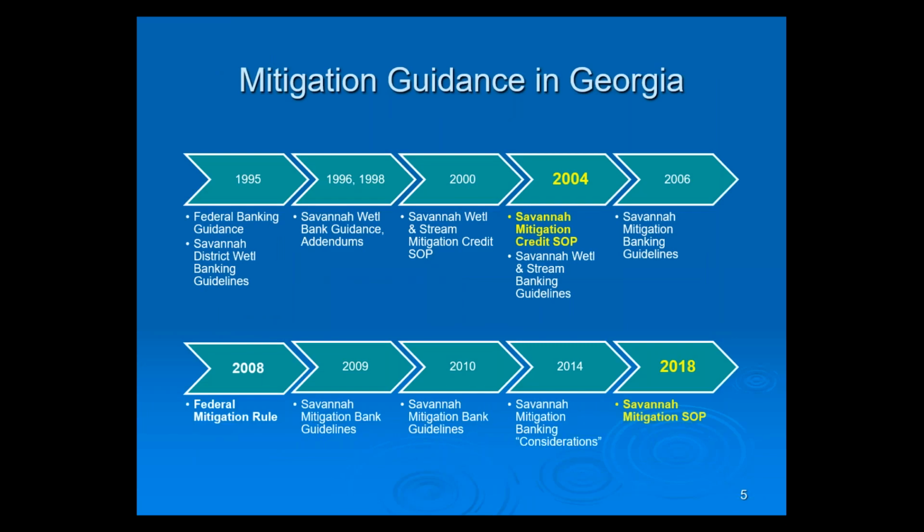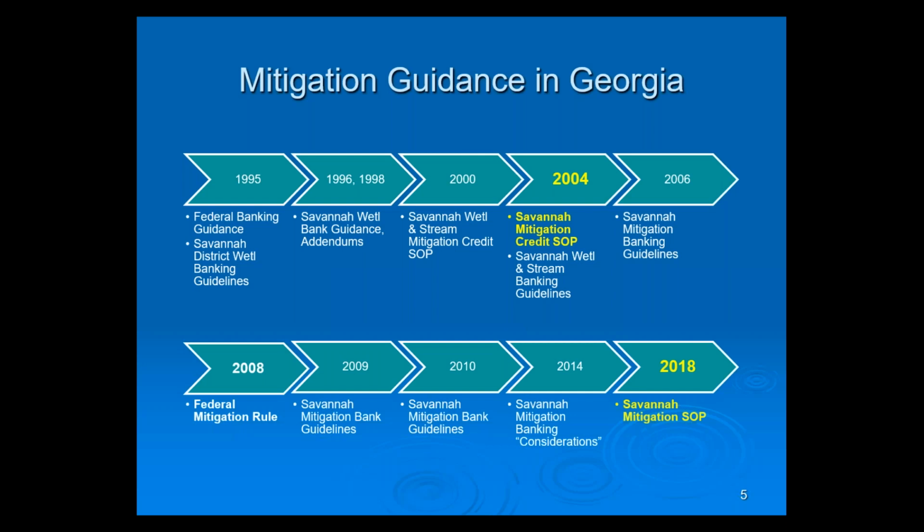So, in Georgia, the first major federal mitigation banking guidance came out in 1995, and the Savannah District of the Army Corps of Engineers was right on the ball with its own local wetland banking guidelines that very same year. And there were a number of addendums and modifications to that guidance leading up to 2004. That was the date that I just referenced in the previous slide, where the Savannah District issued its mitigation crediting standard operating procedure. That is the method by which the Savannah District calculates the credits required for an authorized impact, as well as the credits capable of being generated at a mitigation site, particularly a mitigation bank.